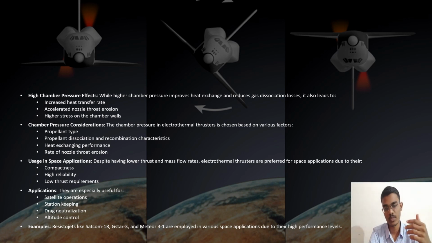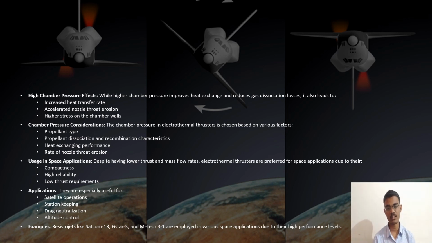Uses in space: the space applications of these resistojets. Despite having lower thrust and mass flow rate, electrothermal thrusters are preferred for space applications due to their compactness. They generate a small amount of thrust, and their size is very small compared to other engines. So we can use them in satellites and other space applications, where very little thrust is needed for directional and stability purposes and movements. Next is high reliability and low thrust requirements. As I said, with low thrust requirements, we can use them in space applications.